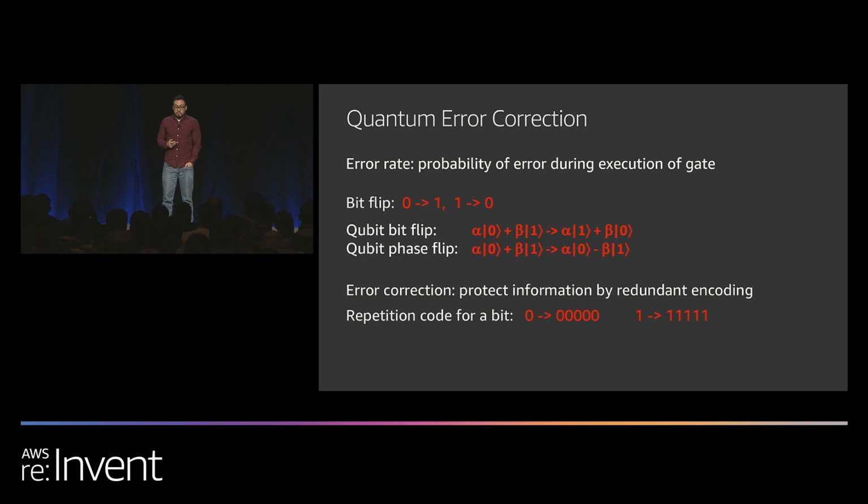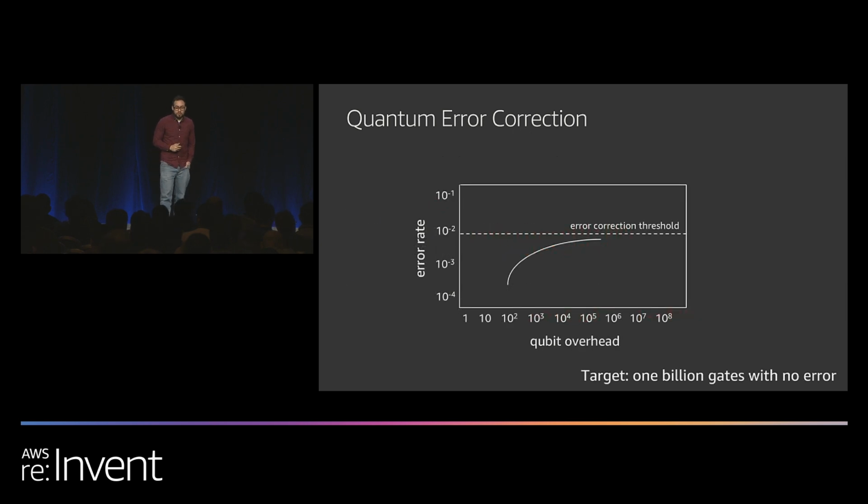Okay, but does this really work? Let me show you this plot, because this makes an important point. On the y-axis are the error rates of the qubits, and on the x-axis is the qubit overhead. What is the qubit overhead? It's how many qubits you want to build in the lab to encode each of what we call the logical qubits, which are the qubits where the computation happens.